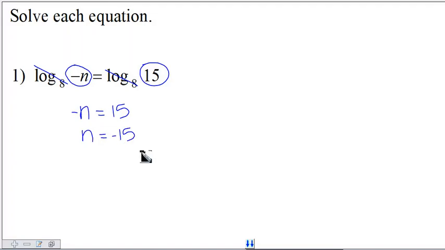Now, one of the things that you need to do with logarithms is double check your answer. You cannot take the log of a negative number. So if your answer, when you plug it in, results in the log of a negative number, then you would have to say that this is an extraneous solution. It doesn't work. In this case, when I plug it back in where the n is, I get a positive number. And so I'm taking the log of a positive, which is okay.